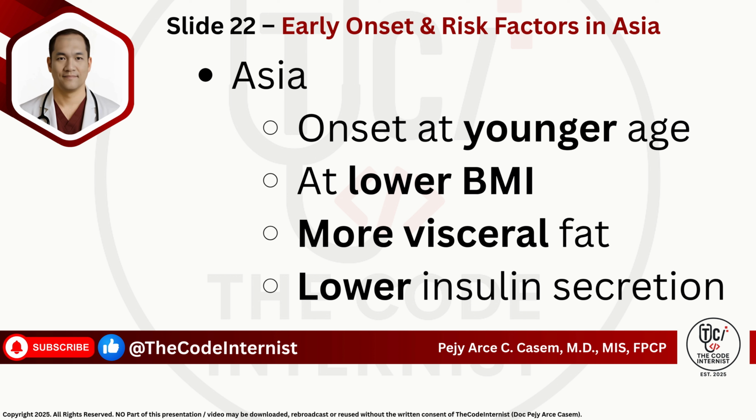In Asia, diabetes tends to strike younger and at a lower body weight compared to Western populations. That's because Asians are more prone to store fat viscerally around the organs, which is more harmful than fat under the skin. Also, their bodies tend to produce less insulin, making them more vulnerable even at lower weights.